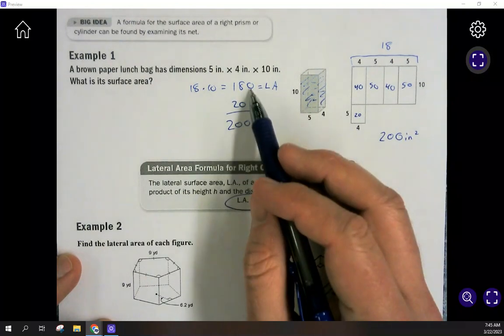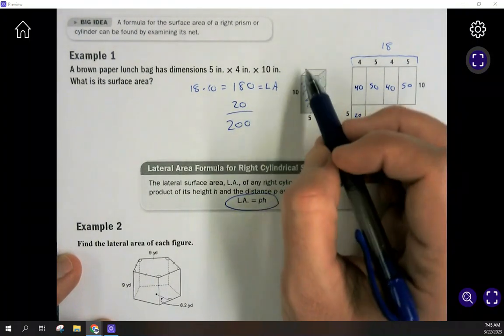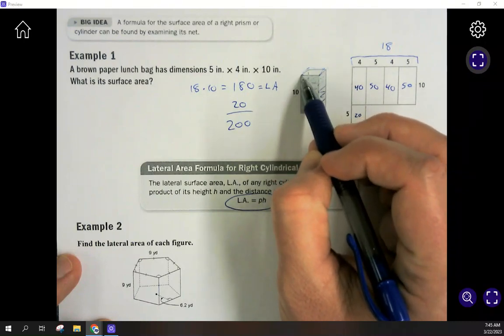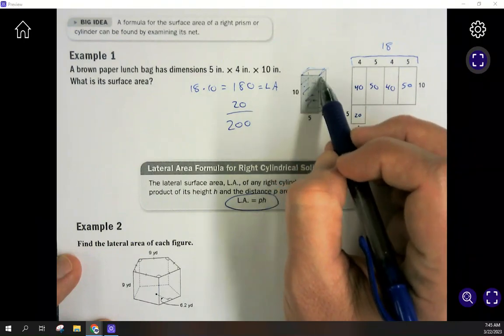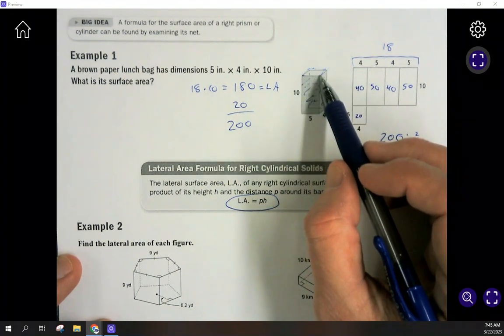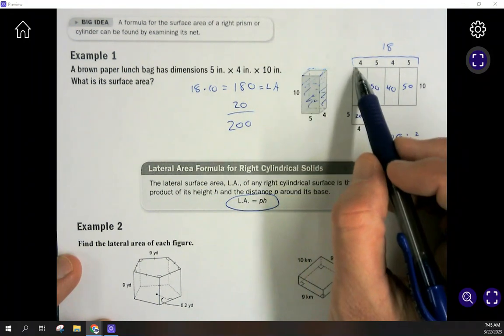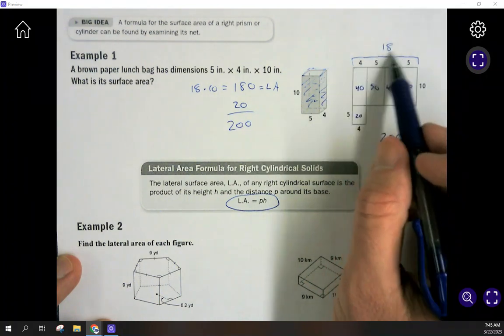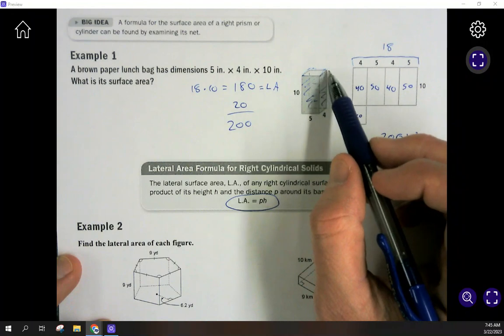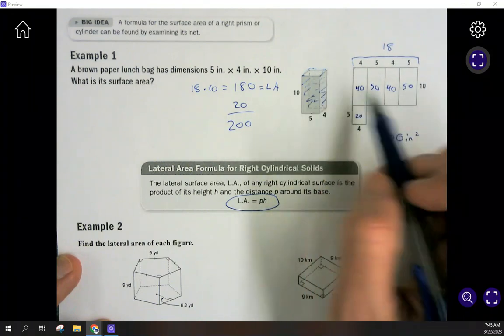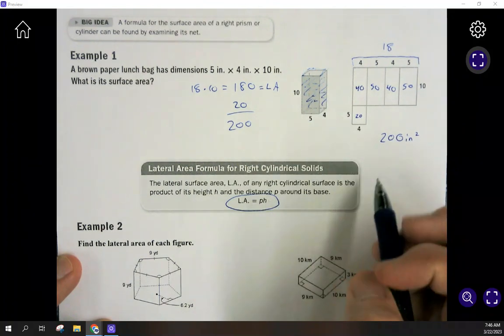So where we got this 180, it's the perimeter around the outside of the base is what we're talking about. So here's your lateral areas, these sides here. So the perimeter around times the height. So the perimeter is 5 and 4 and 5 and 4, which we laid out here on our net. So if we take the perimeter, the 18 represents the perimeter around the outside. We times it by the height, which is 10. The height is always the distance between the bases.